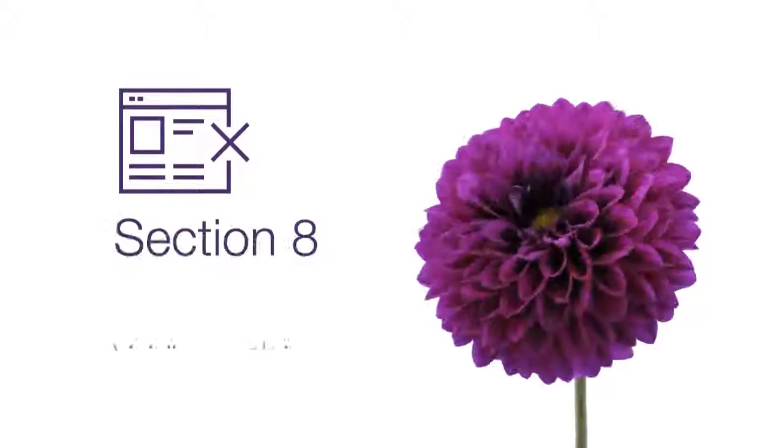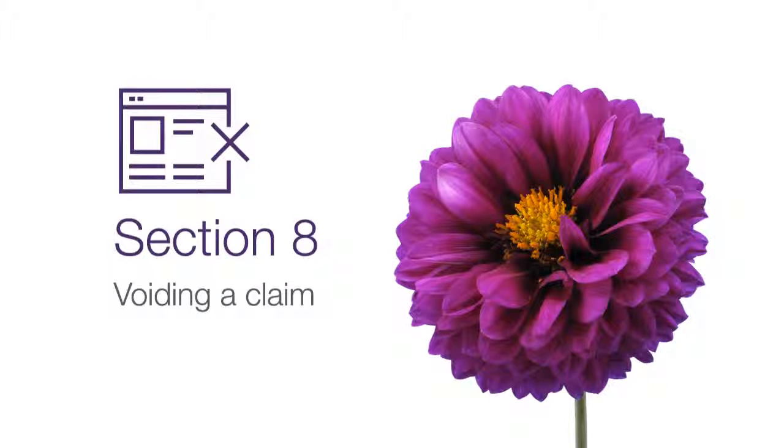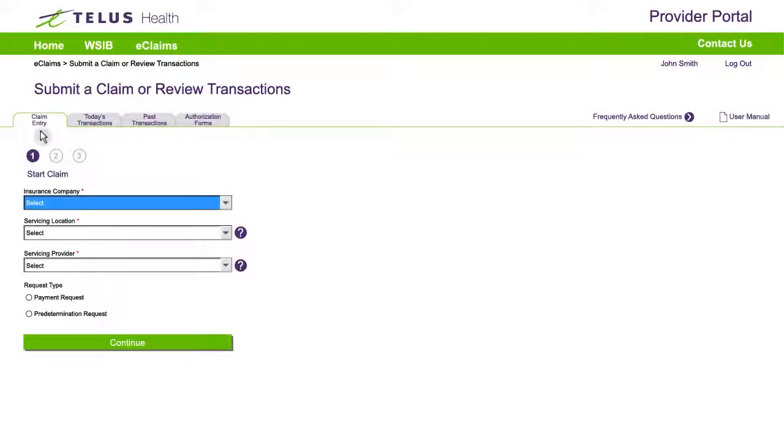Section 8. Voiding a claim. Void a claim if you made an error or if you need to change your payment preference. You can only void an explanation of benefits or a claim acknowledgement response for payment requests, and only if the claim was submitted that day. Otherwise, communicate directly with the insurance company.